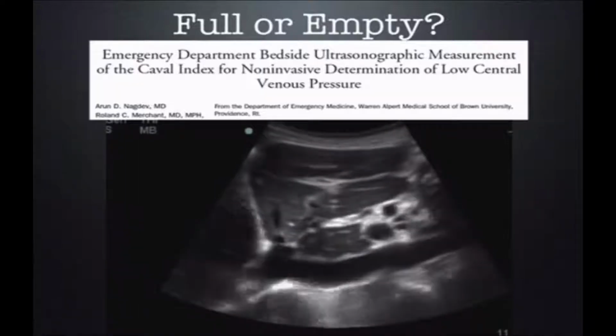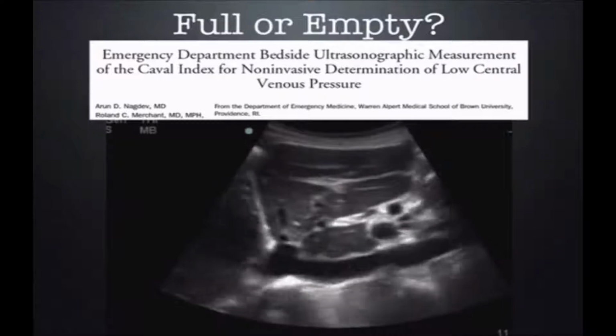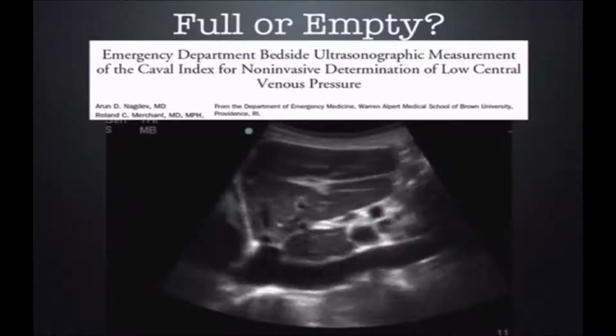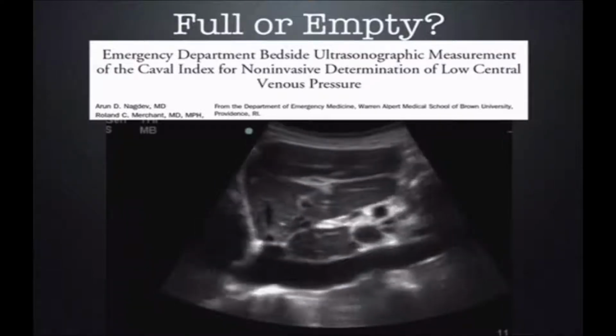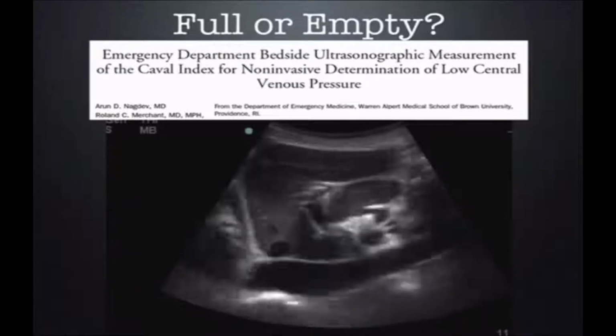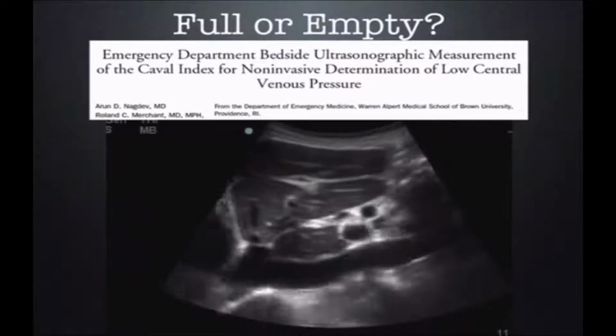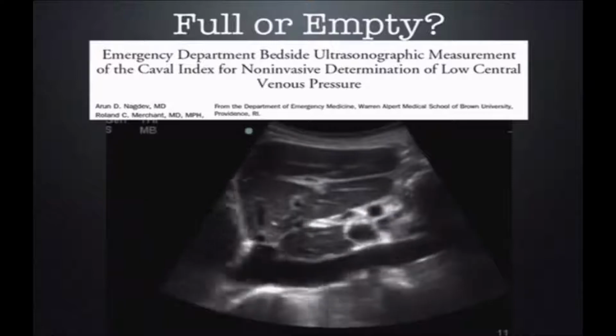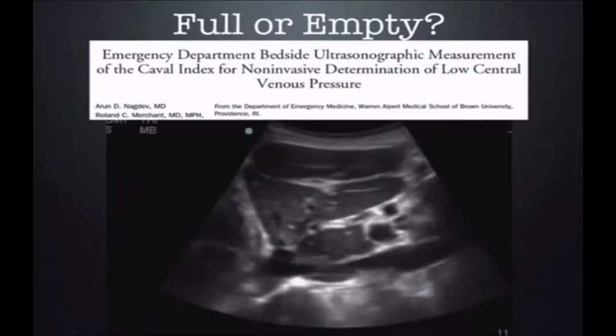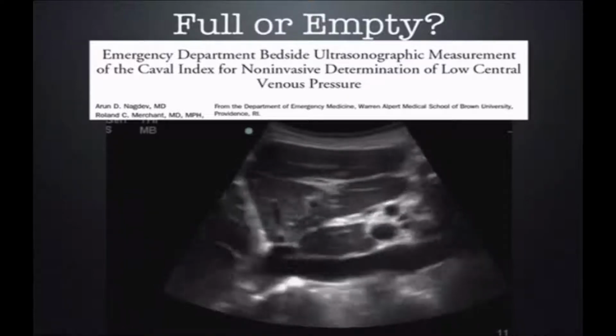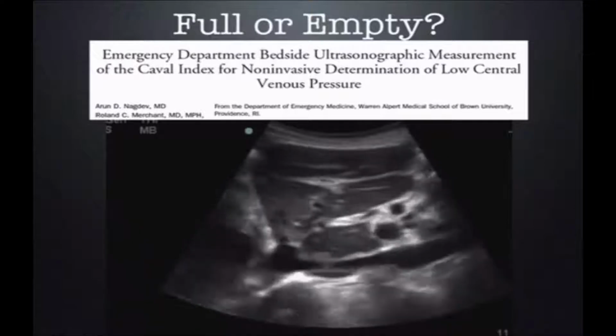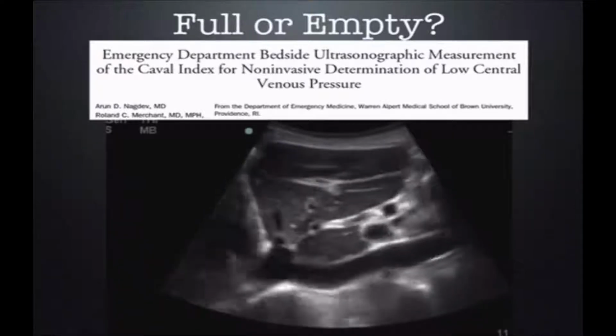Well, if you look through the literature, Nagdev and colleagues in 2010 published a paper stating that in subjects whose IVC collapsed 50% or greater, that was consistent with a CVP that was less than 8. So you could say in this subject, in all likelihood, they have a lower circulating volume.